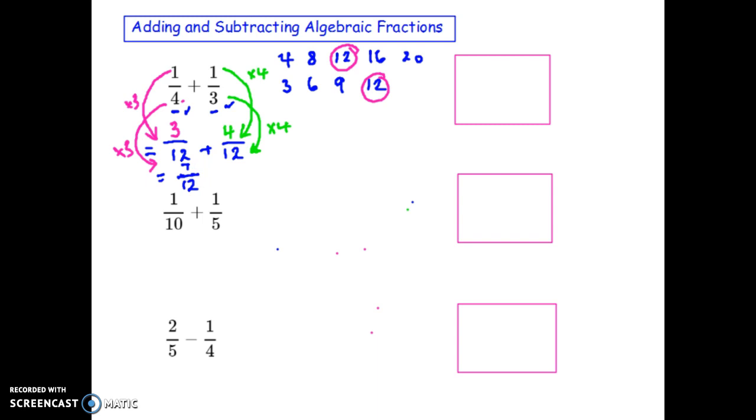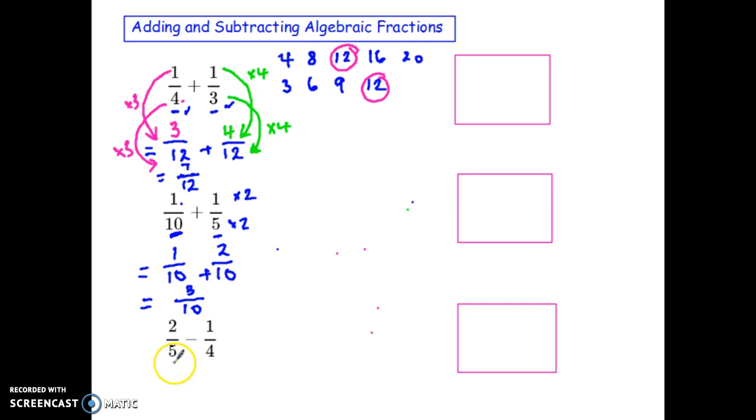Let's have a look at the second one here. 1/10 plus 1/5. The lowest common multiple for 10 and 5 is, in fact, 10. So your lowest common denominator can be one of the denominators you already have. For my numerators, I haven't changed my denominator, so I don't change my numerator. For my second fraction, I've multiplied the 5 by 2. If I do it to the bottom, I also have to do it to the top. So I get a 2/10. 1/10 plus 2/10, altogether I have 3/10.